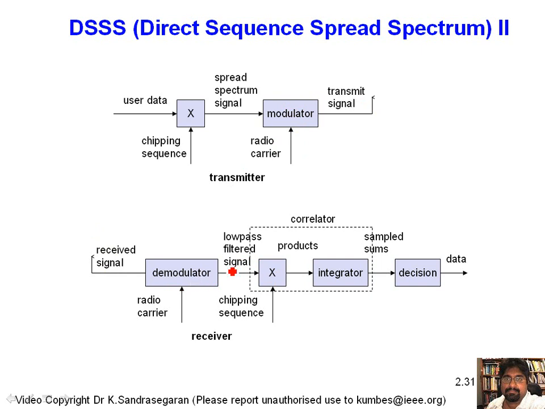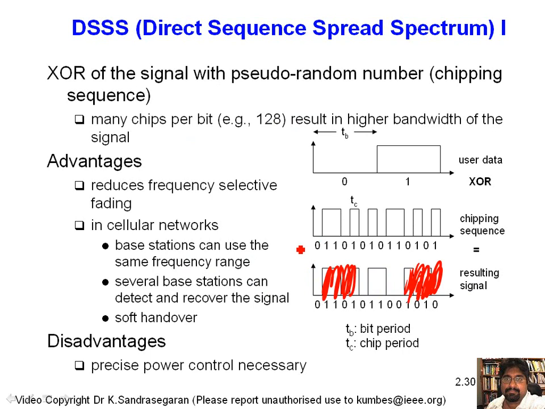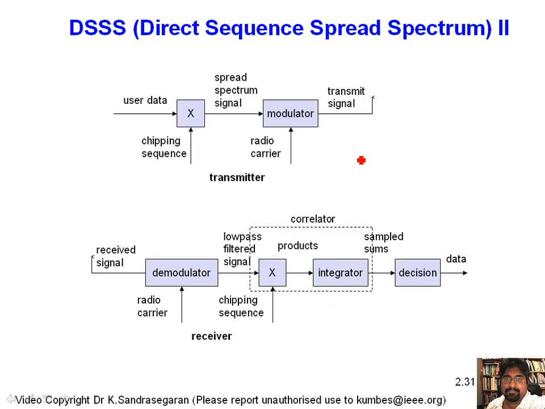Essentially, after you demodulate, you still have the spread signal, so you multiply it by the chipping sequence again to get the original signal. Now, if you take this received signal and do an XOR operation with this signal, you'll find you get exactly the same signal. That's what happens at the receiver. You multiply the demodulated signal by the chipping sequence, and you're able to obtain the original binary data that you transmit.